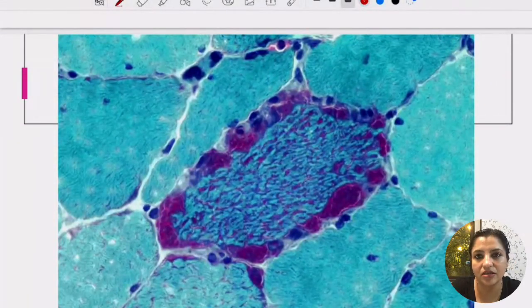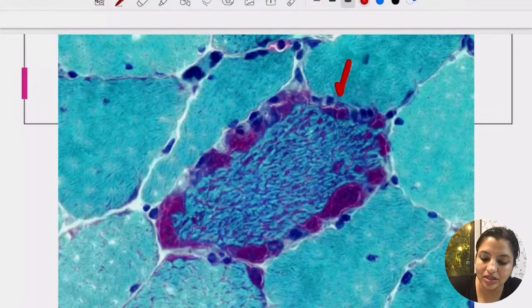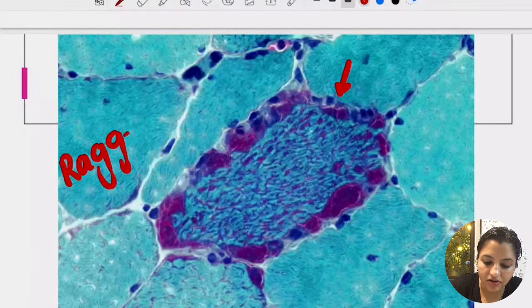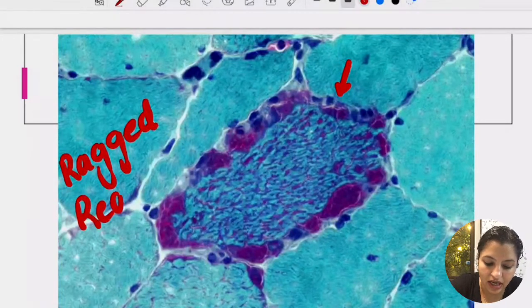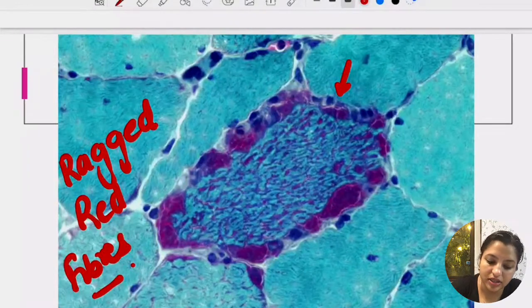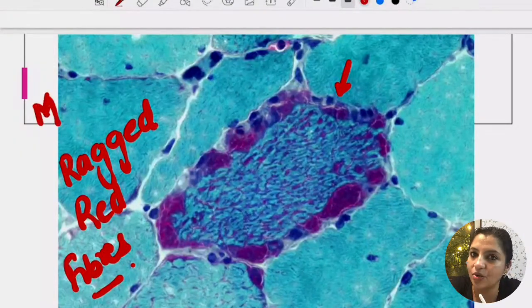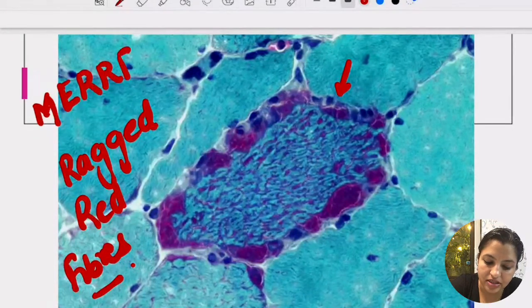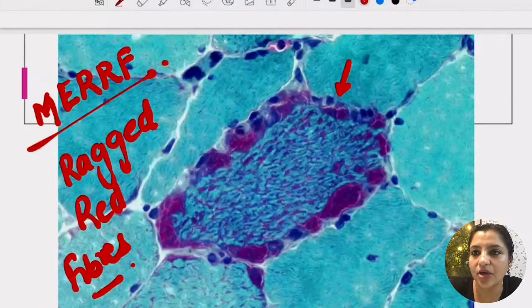This is a very typical stain. This is called Gomori trichrome stain, and on this you can see that there are red fibers on the periphery. So this is called ragged red fibers. What are they called? Ragged red fibers. This patient usually presents with myoclonic epilepsy, so that is why this disease is also called MERRF, that is, myoclonic epilepsy with ragged red fibers.